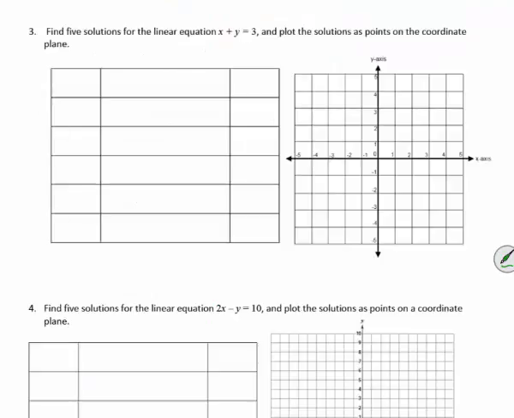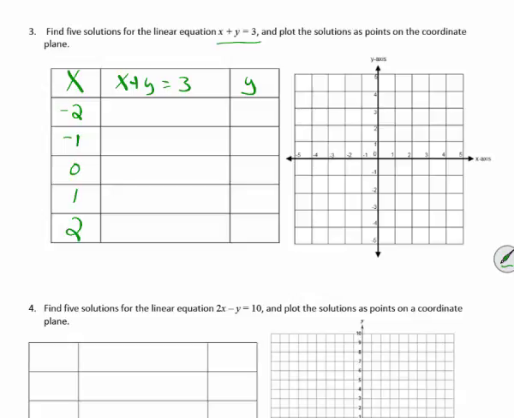Let's come over and look at another type of graph. So I want to find 5 solutions for the linear equation x plus y equals 3 and then plot them. So I'm going to have x in my table. This is where I put the equation, x plus y equals 3. And then this is where I'm going to figure out my y values. So I get to pick values for x. So I'm going to pick -2, -1, 0, 1, and 2. Those are the standard ones to pick. You don't always have to pick that.